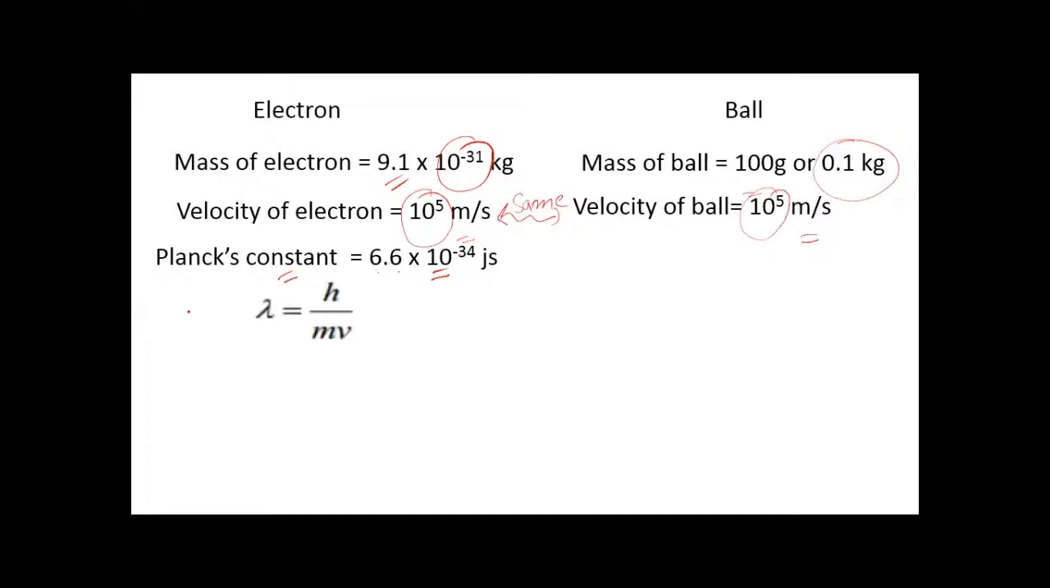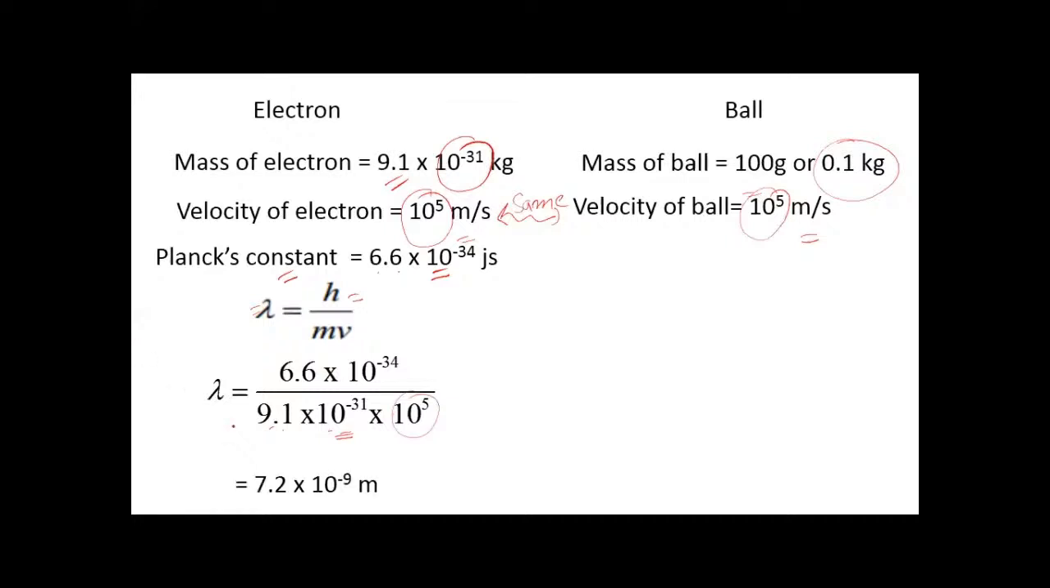We know de Broglie's relationship, that is lambda is equal to h upon mv. We substitute the value of h, m and v in this formula. Then we will find out 6.6 into 10 power minus 34 is the value of h. The value of m is 9.1 into 10 to the power minus 31 and velocity of light is 10 to the power 5. When we calculate it, the value comes to be 7.2 into 10 to the power minus 9 meter.